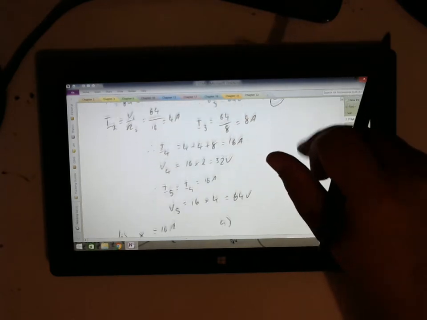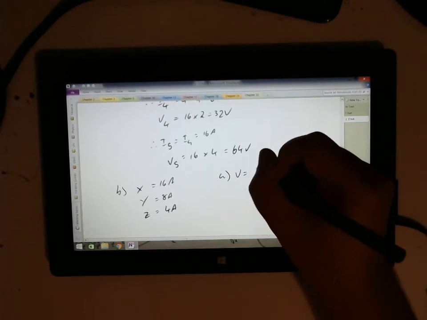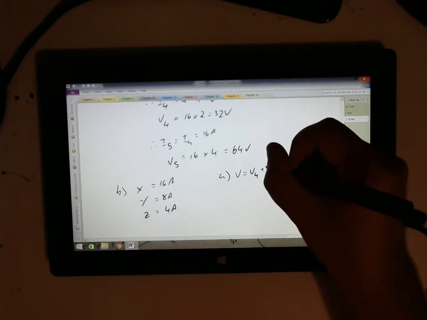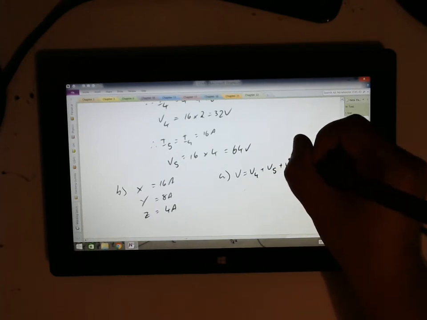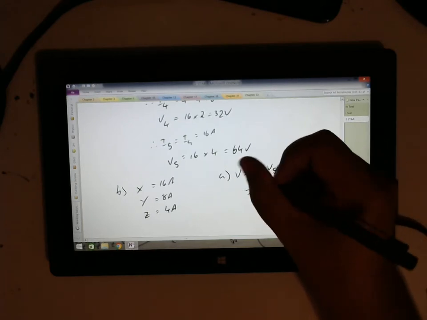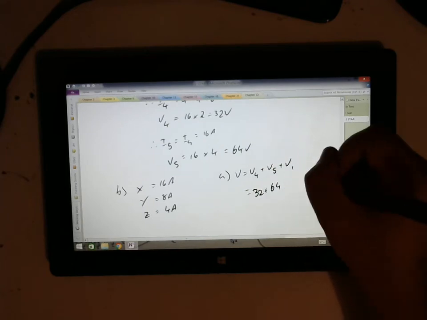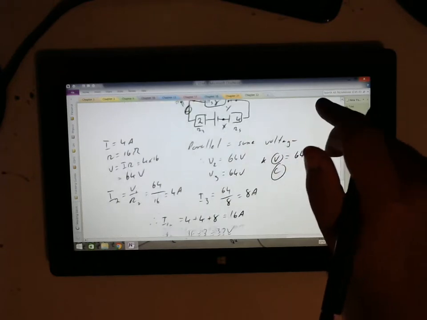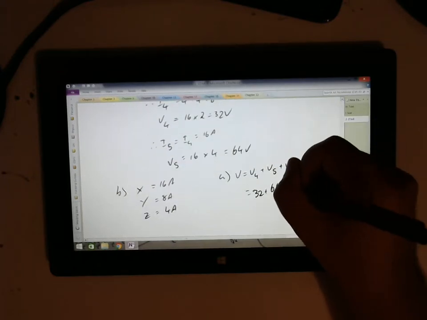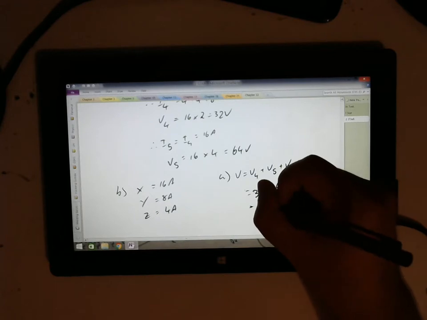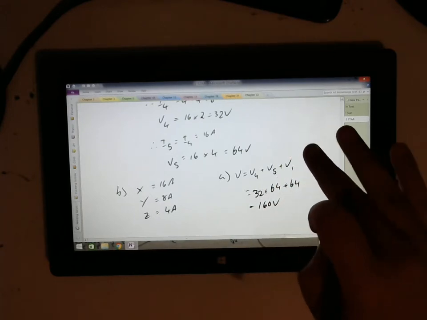So if we go back to here, our battery voltage is going to equal voltage across 4 plus the voltage across 5 plus, let's say, the voltage across 1. Doesn't matter which. 5 was 64, 4 was 32, and 1, we scroll back up to it, is going to equal 64 as well. And there we have our battery voltage. 64 plus 64 is 128, plus 32, 160 volts. And we're done. That's it.